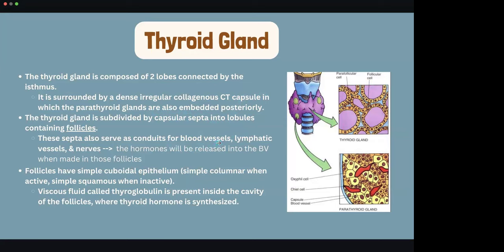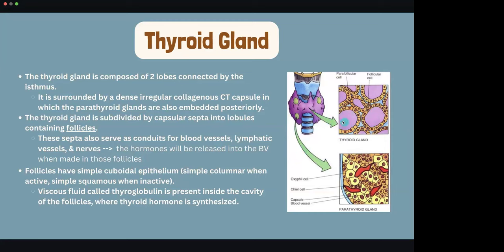This septa also serves as a pathway for blood vessels, lymphatic vessels and nerves, so that when the hormones are ready, the thyroid gland can release these thyroid hormones into the blood vessels. The follicular cells have simple cuboidal epithelium, as you can see here. But when they're actively making the hormone, they are columnar and not cuboidal. I think this is a very commonly tested aspect, so make sure you understand that.